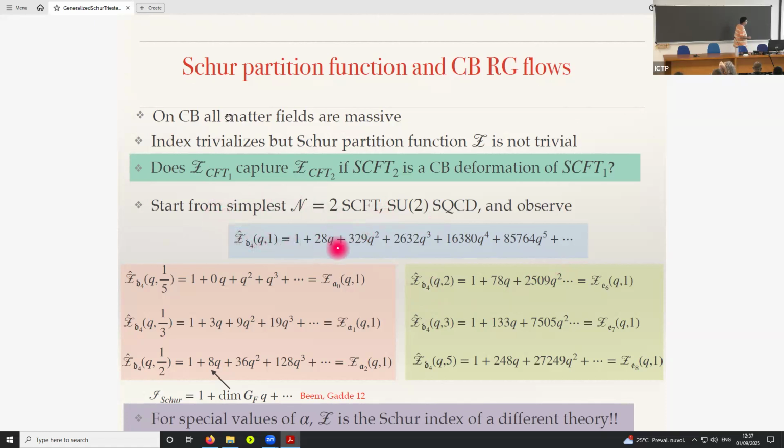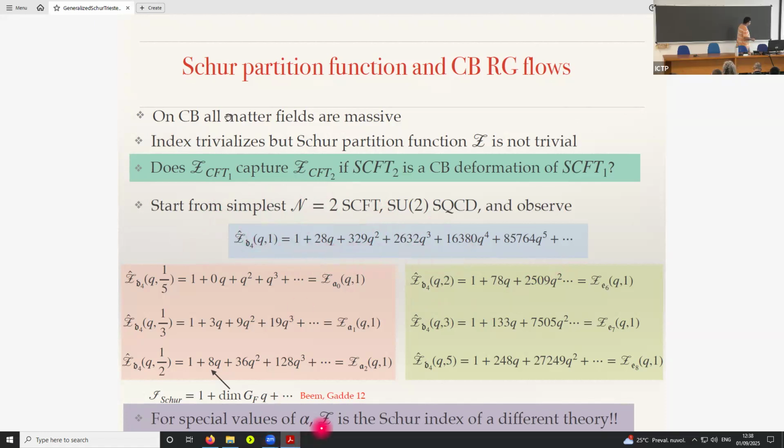So first of all, if we compute this partition function, the second argument of the partition function is this parameter alpha that I mentioned. If we set it to 1, we compute the Schur index. So if we compute the Schur index of this theory, we get this result.